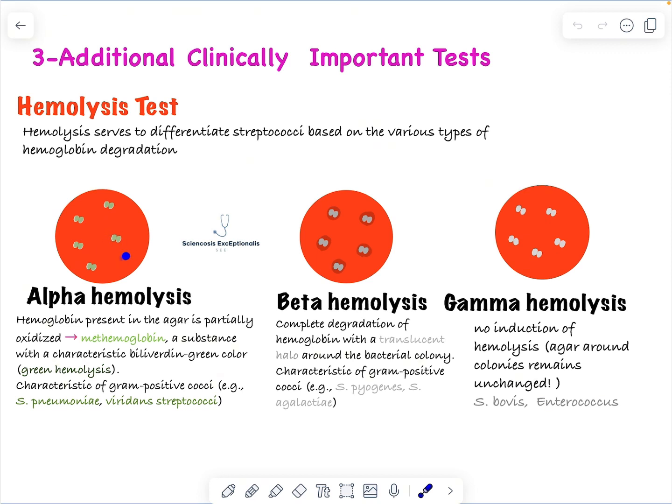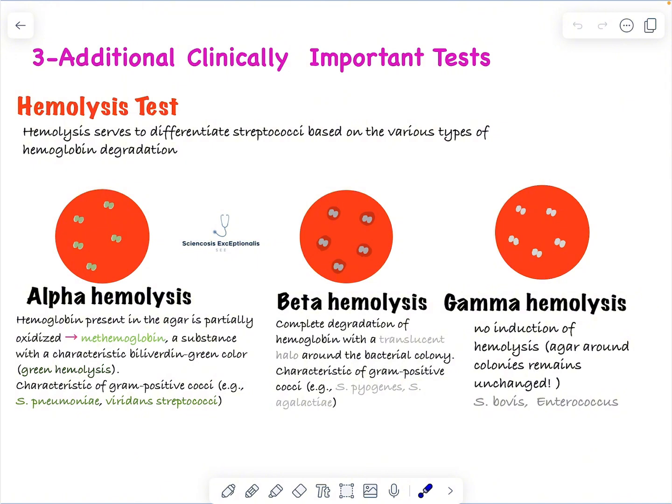Green hemolysis. The bacteria in this group are Streptococcus pneumoniae, viridans streptococci. Beta hemolysis, in which there is a complete degradation of hemoglobin with a translucent halo around the bacterial colony. The bacteria of this group are Streptococcus pyogenes, Streptococcus agalactiae.